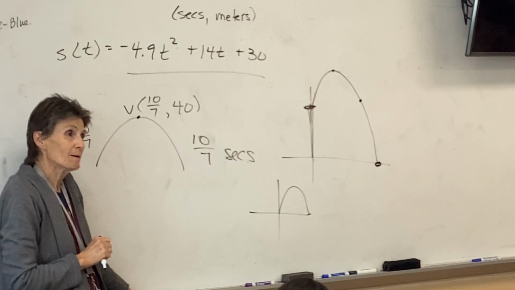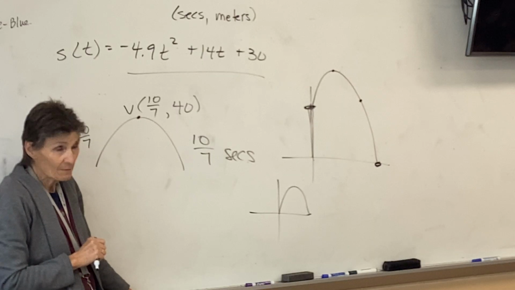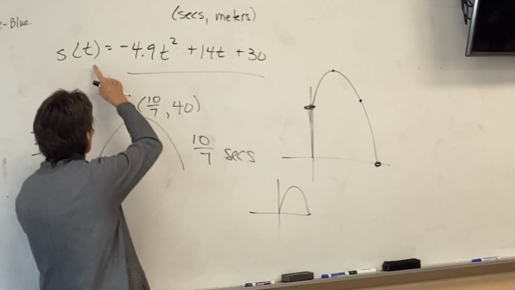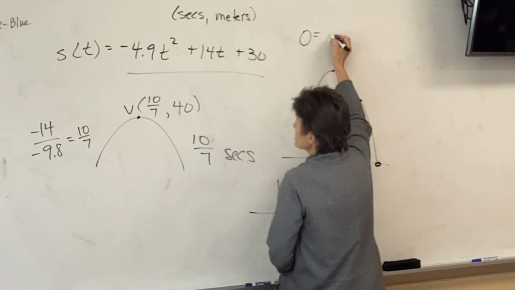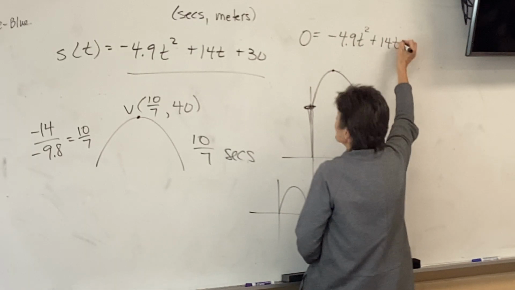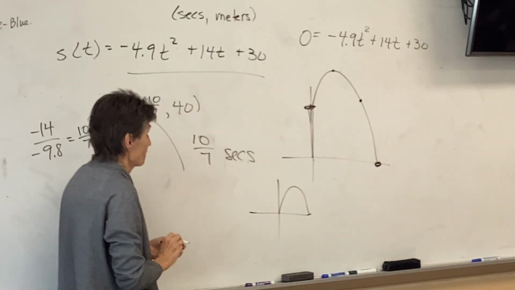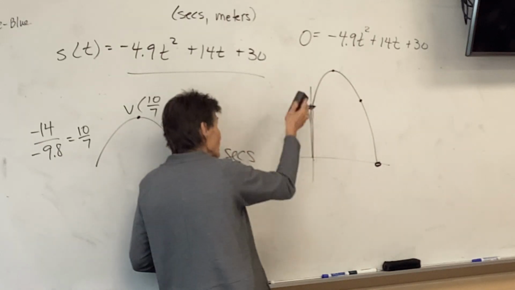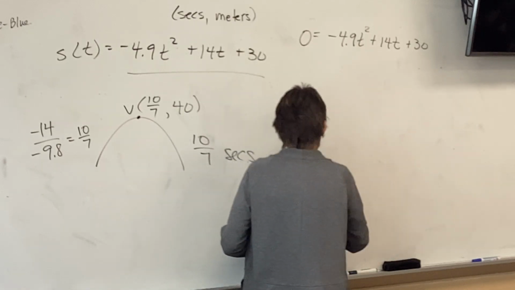Any idea what we might do? If it's on the ground, how high is it? 0. Plug in 0 right here. 0 equals negative 4.9t squared plus 14t plus 30. Now, if the teacher had planned the problem, we might be able to factor that. I don't think we stand a chance. So, what are we going to do?